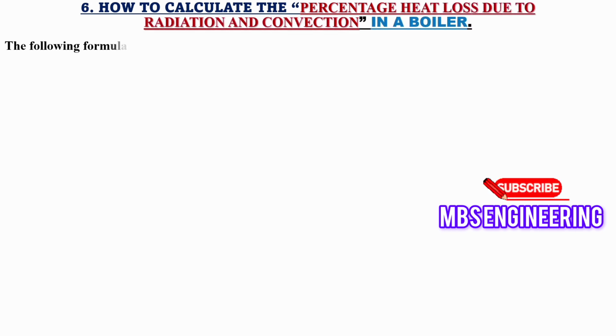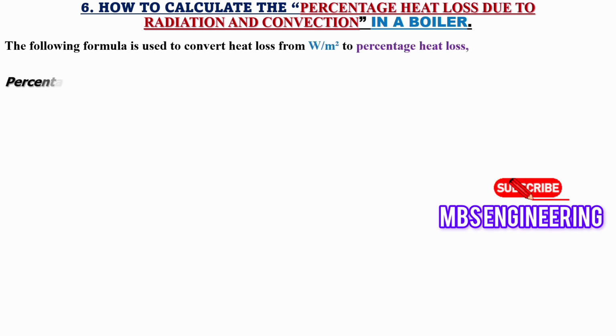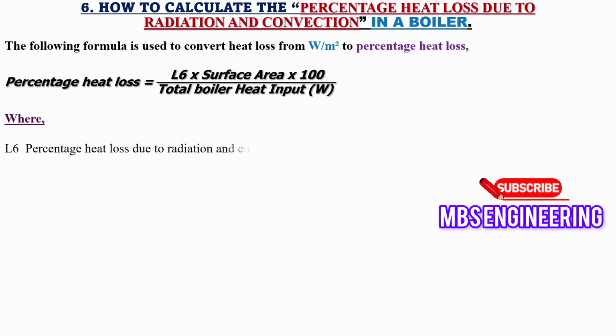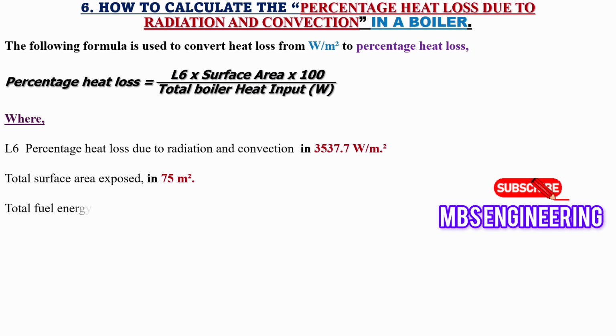The following formula is used to convert heat loss from watt per square meter to percentage heat loss. Percentage heat loss is equal to L6 times surface area times 100, and then the obtained value is divided by total boiler heat input in watt, where L6 is the heat loss due to radiation and convection, 3537.7 watt per meter square. Total surface area exposed is 75 square meters. Total fuel energy input is 11,630,000 watts, or 10 million kilocalories per hour.